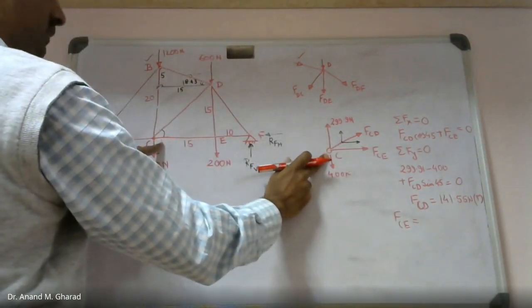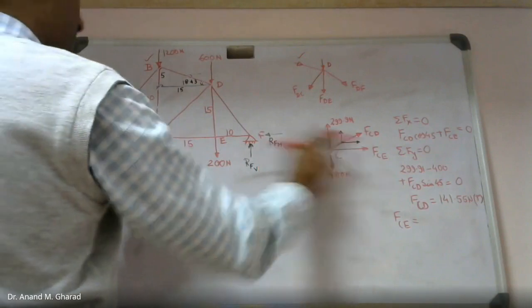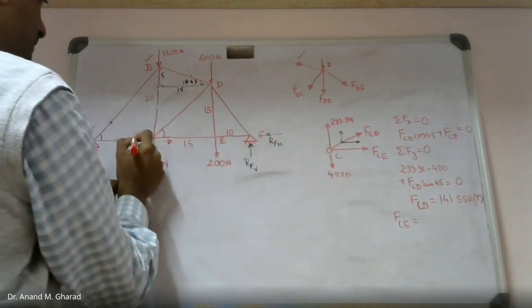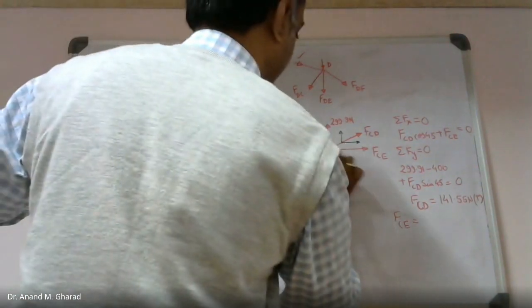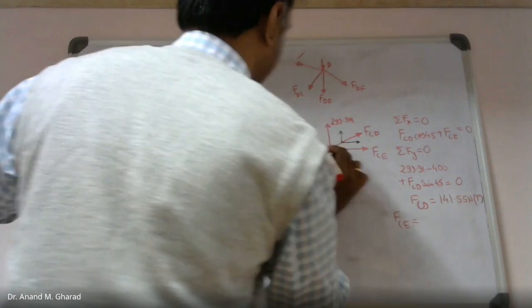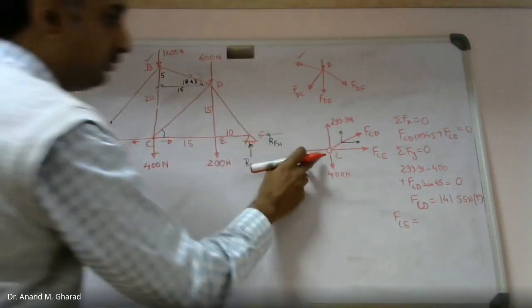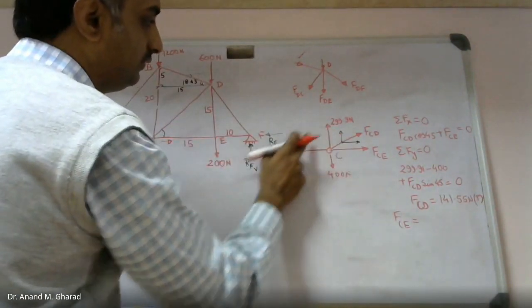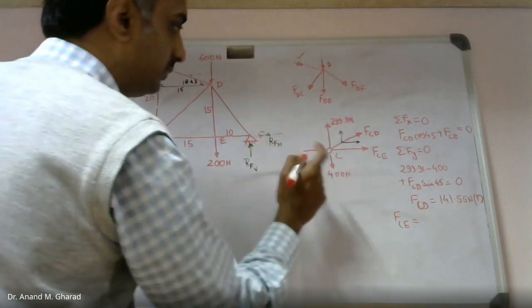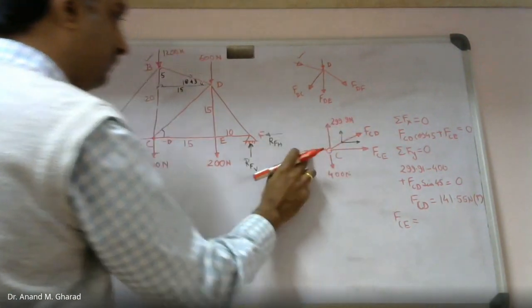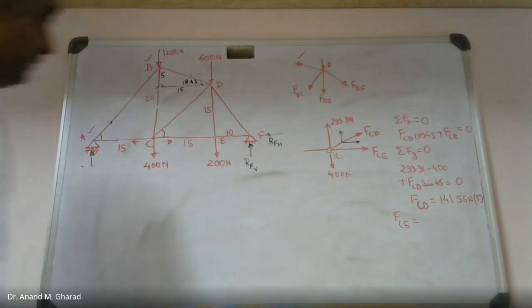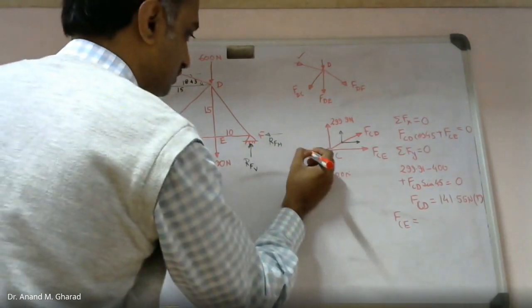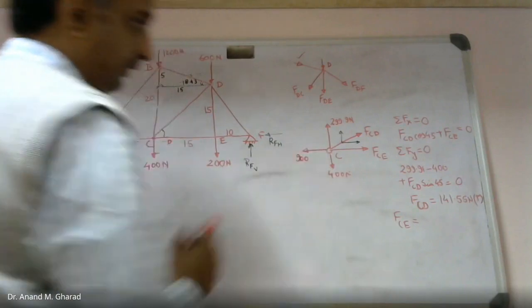For joint C, this is one member and this is also one member, isn't it? So we have missed this. Although the number of members are 1, 2, 3, 4. Out of these 4 members, you can see we have already evaluated this member force. How much was the force in member AC? 900 Newton, and it was tension force. Great. So this is 900.